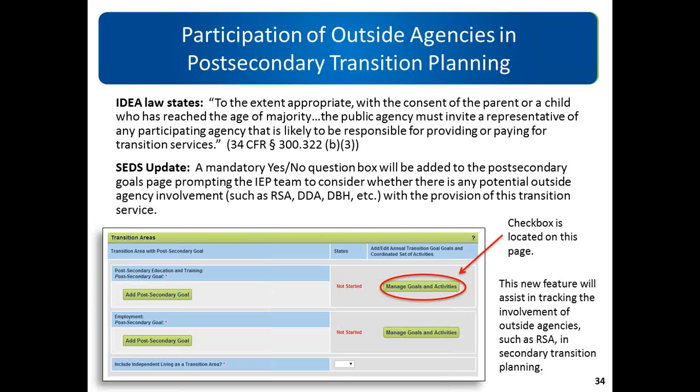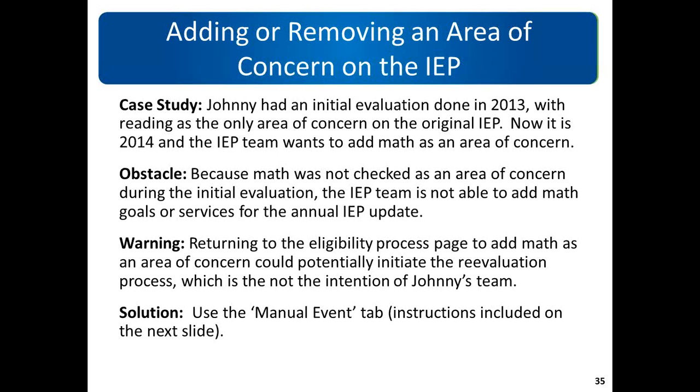And now sometimes users have tried to return back to the eligibility process page to add math as an area of concern because they want it to pop up on the IEP. But going back to that page could potentially initiate the entire reevaluation process, but you're not ready to do that. You're not planning to do a reevaluation until 2016. You simply would like to add an area of concern that was not there originally. So here's a workaround solution for the meantime until we are able to update SEDS hopefully a year from now.